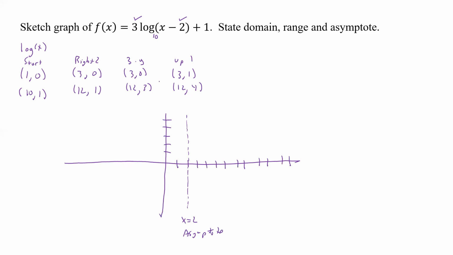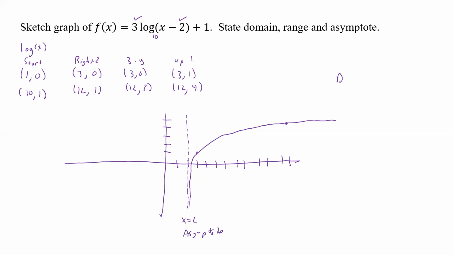Okay. Now I have 3, 1. So 3, 1 is that point. Then I have 12, 4. So 1, 2, 3, 4, 5, 6, 7, 8, 9, 10, 12, and then up 4. So somewhere in that vicinity. And so it's going to have a shape that looks something like that.